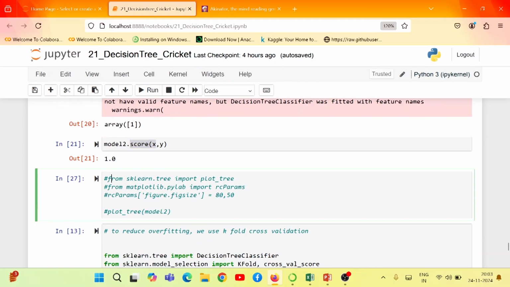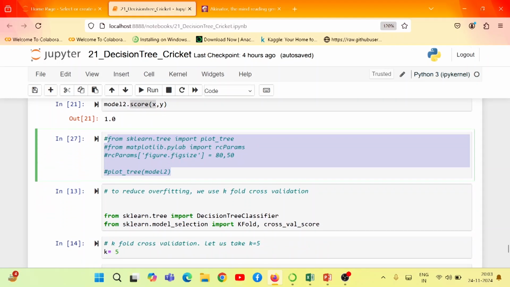Similarly, we can plot our tree. How can we plot and visualize the tree? We will discuss that in upcoming lectures.